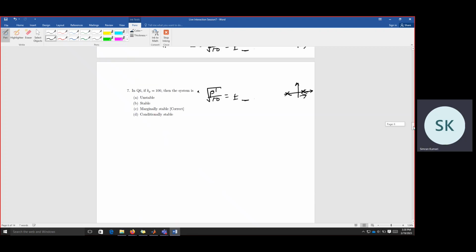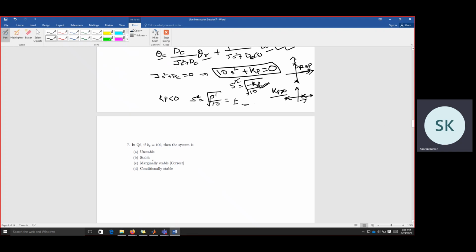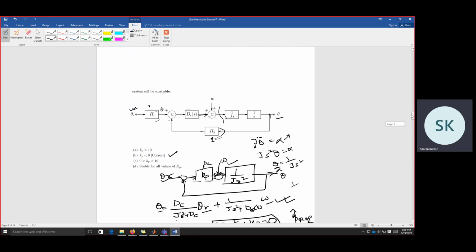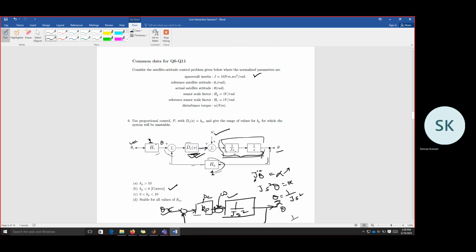Now, the second question, just now we solved it. So if Kp is 100, then the system is, so we have seen that for Kp greater than 0, whatever the value it is having, this is negative, so it will always lie on the imaginary axis. Now, if it is on the imaginary axis, that means this system is marginally stable. Fine. So that means if we just use a proportional controller, this closed loop system is not stable.